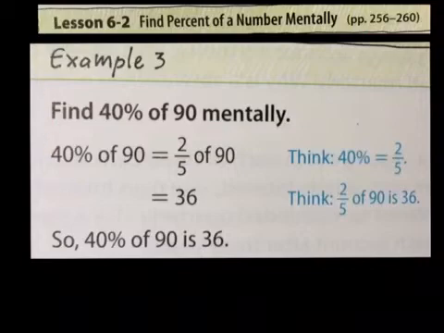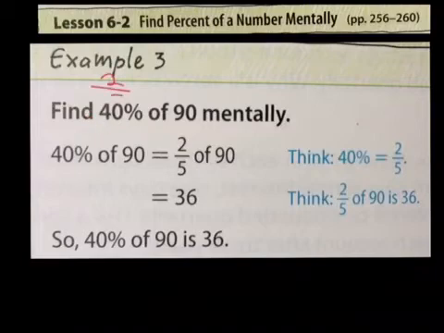Okay, let's take a look here at the examples. Find 40% of 90 mentally. You have to get familiar with what 40% is out of 100. You know that 40% is 2/5. It's 2/5 of 100, right? So really what we're looking for is 2/5 of 90.